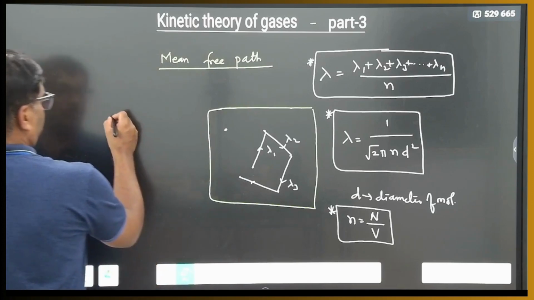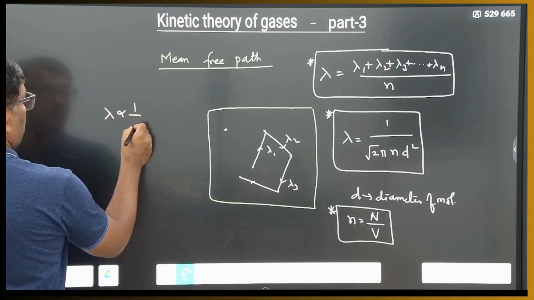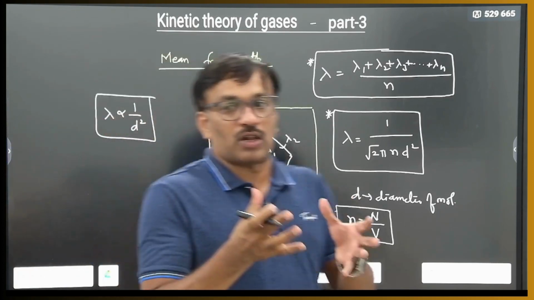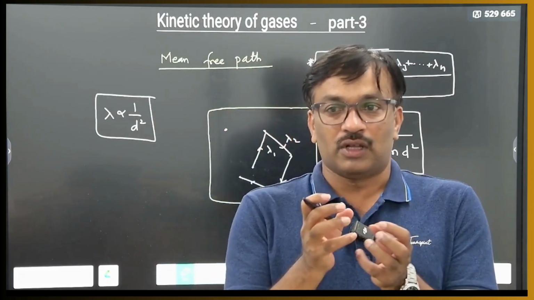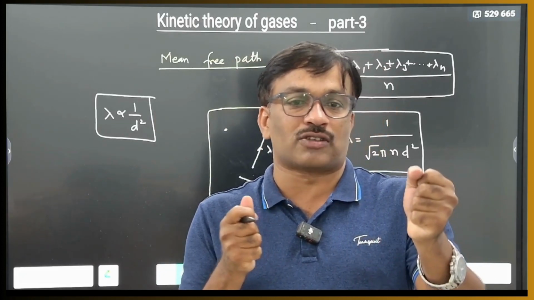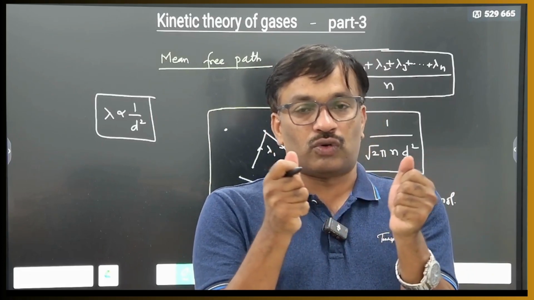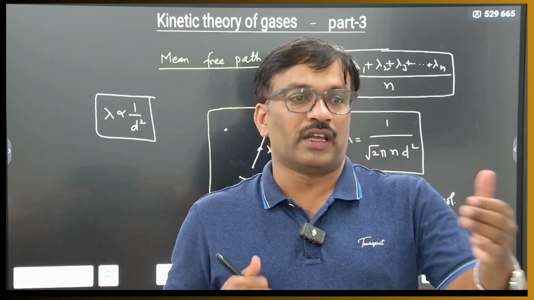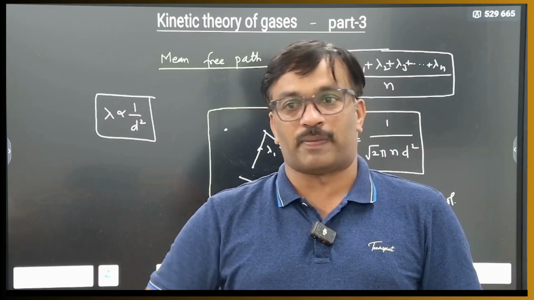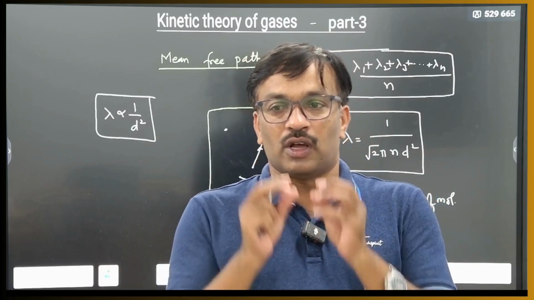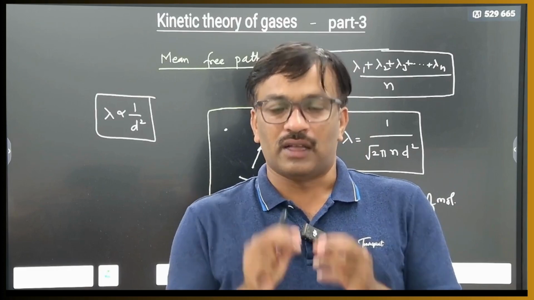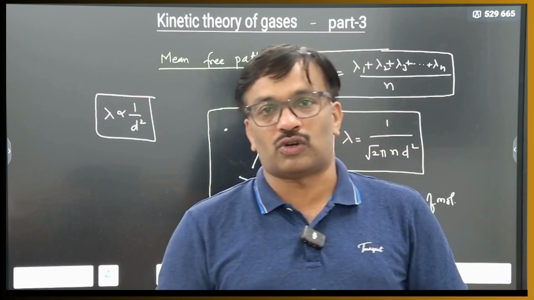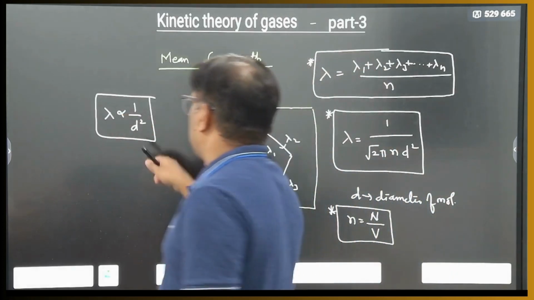Therefore, the mean free path is inversely proportional to the square of the diameter. That means if a bigger molecule is there, it has to travel less distance to collide, because very big fat persons will collide very frequently with the other particles. Suppose small, lighter particles are there, it has to travel a longer distance to get collided. That is the relation here.